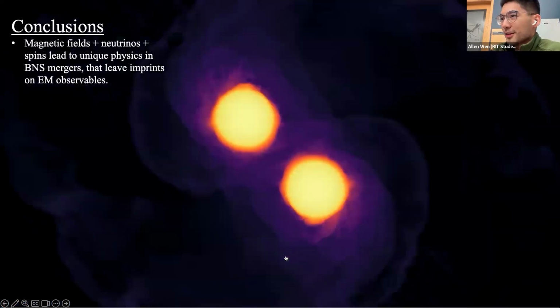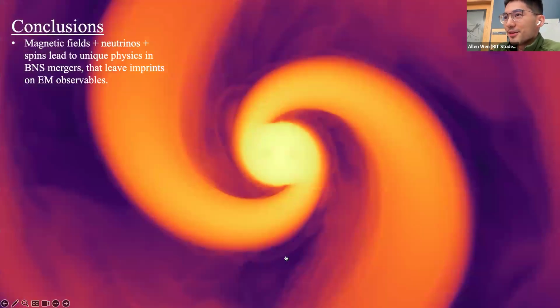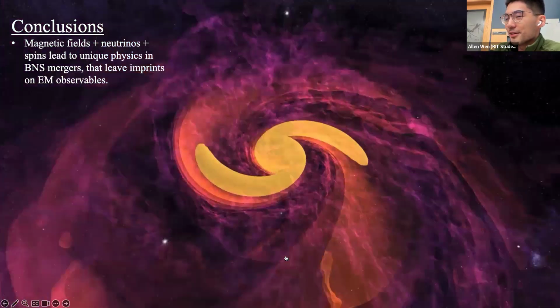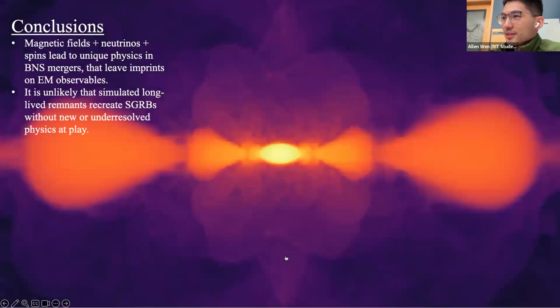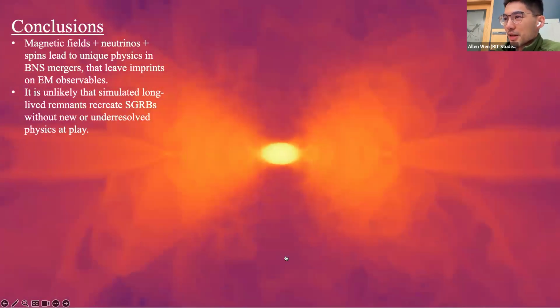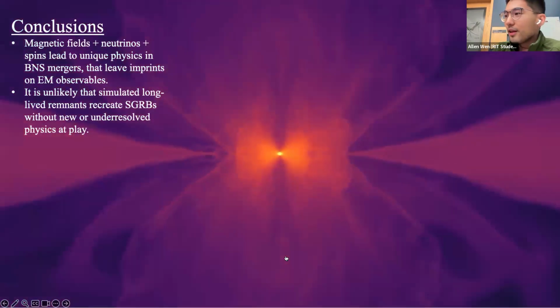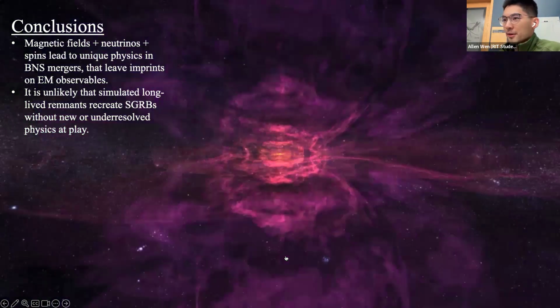And finally, to conclude, magnetic fields, neutrinos, and spins lead to unique physics in neutron-star mergers that leave imprints on electromagnetic observables. However, it's unlikely that these simulations can recreate short gamma ray bursts without new or under-resolved physics. And with that, I'd be happy to take any questions.